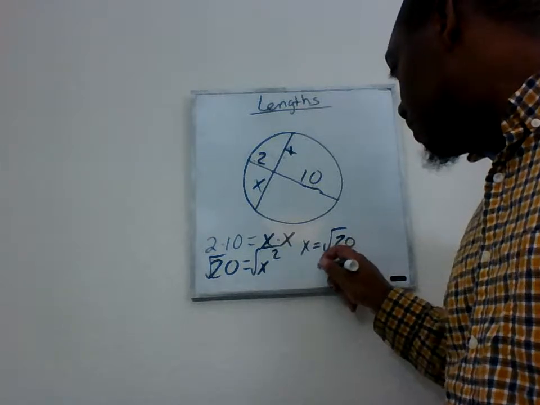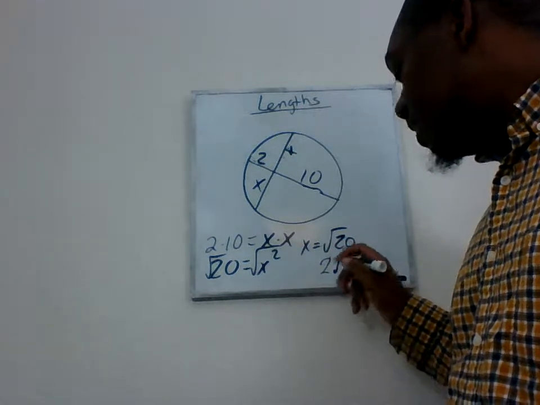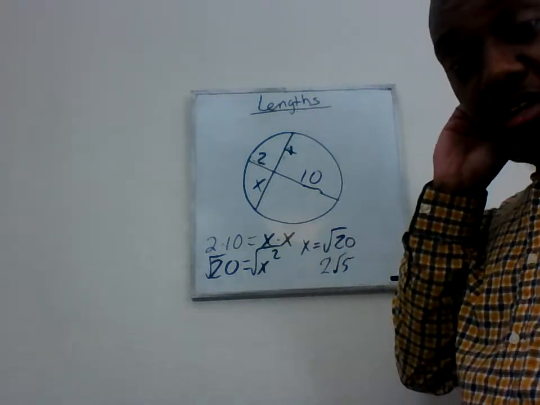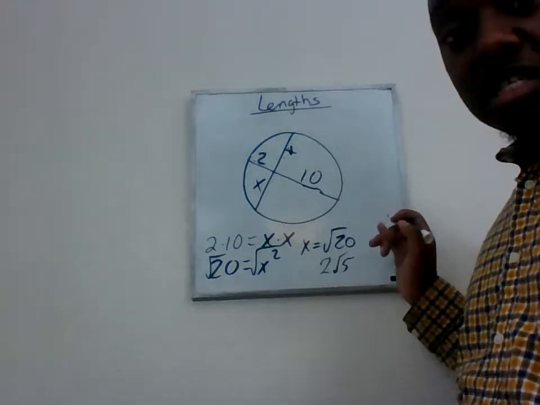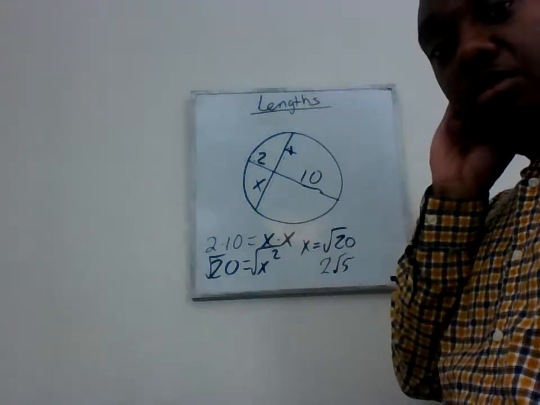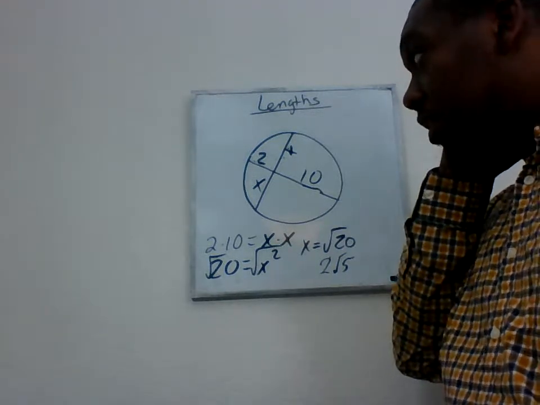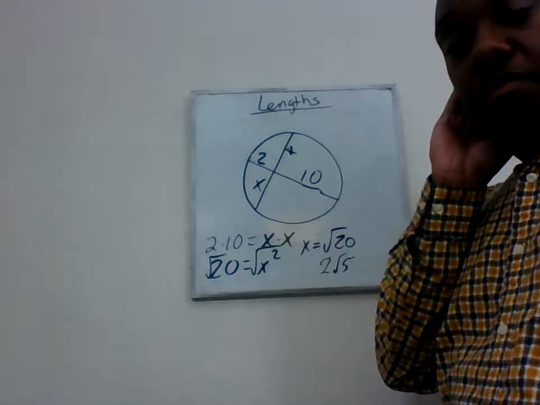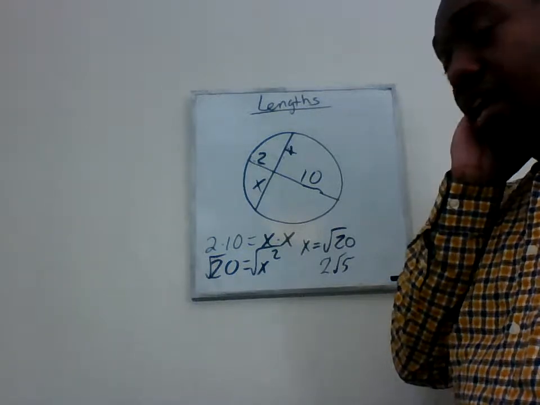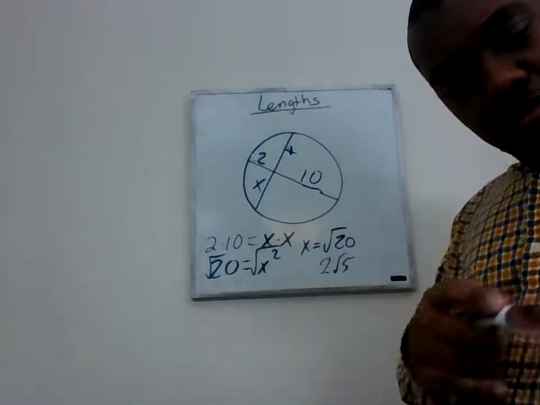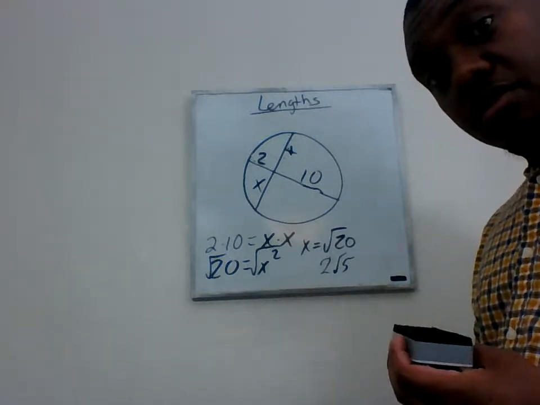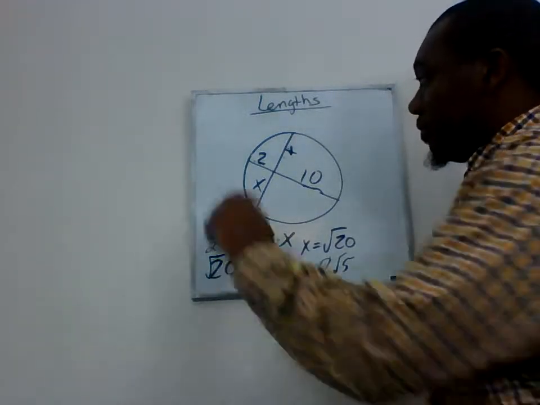Which we could approximate further to be 2 times the square root of 5. If we wanted to, we could put it in the calculator and get an even better approximation. This is exact, but we could get an approximation by substituting that into the calculator. All right, so that is how we can find lengths that are inside of a circle. Let's take a look and see what else we can do, shall we?